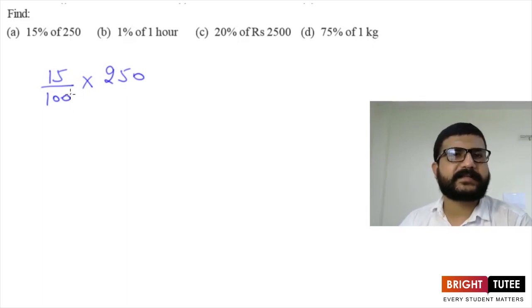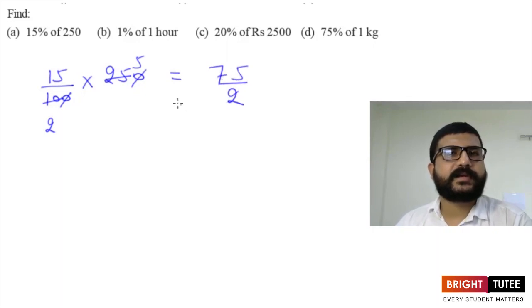Now let's simplify this. 1 0 will be cancelled out. 5 2s are 10. 5 5s are 25. Now 15 into 5 will give us 75. So this becomes 75 upon 2. So therefore we can say 15% of 250 is 75 upon 2, or this can be written as 37.5.